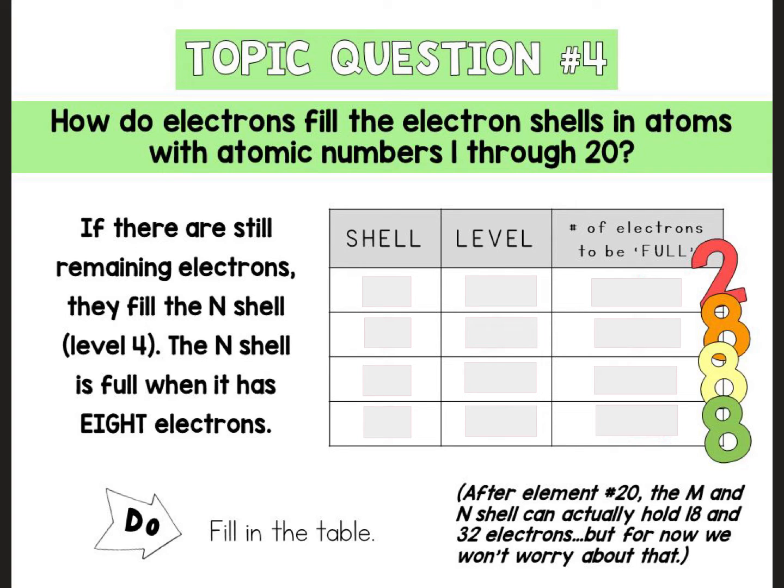After element 20, calcium, the M and N shells can actually hold 18 and 32 electrons, but we don't need to worry about that until high school. Go ahead and fill in this chart with the information we just discussed.